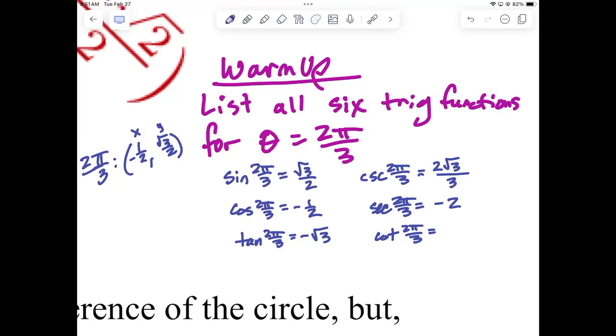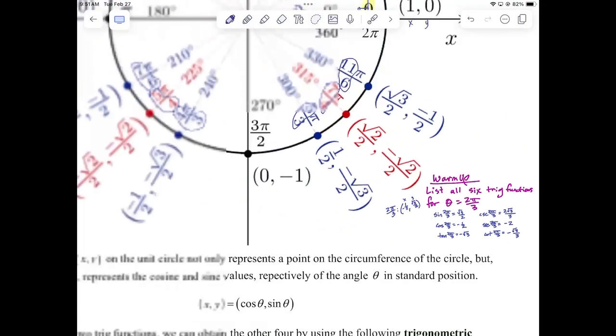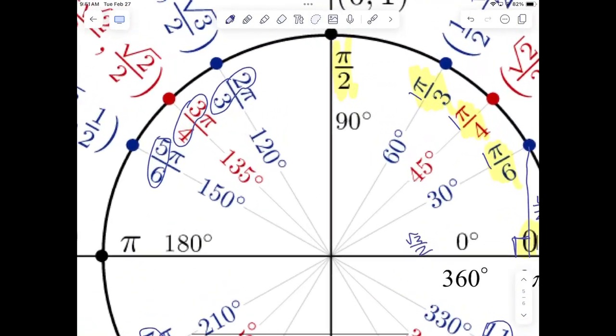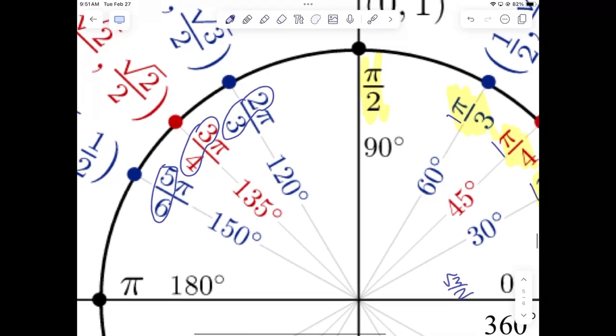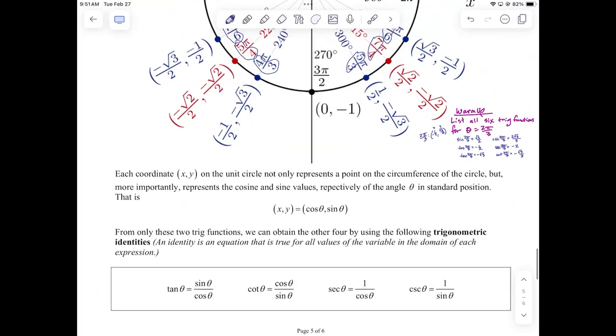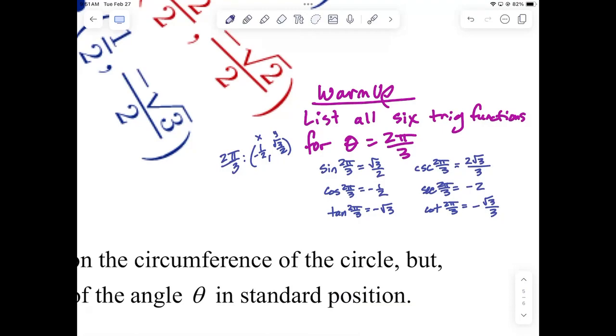Negative 1 over root 3, which when we rationalize it is negative root 3 over 3. Yeah, and there they are. There's all 6 trig functions for 2 pi thirds. Okay, 2 pi thirds happens to be the same angle as 120 degrees. So this could easily have been what are all of them for 120 degrees. In fact, they're equal. It's just different units, right?